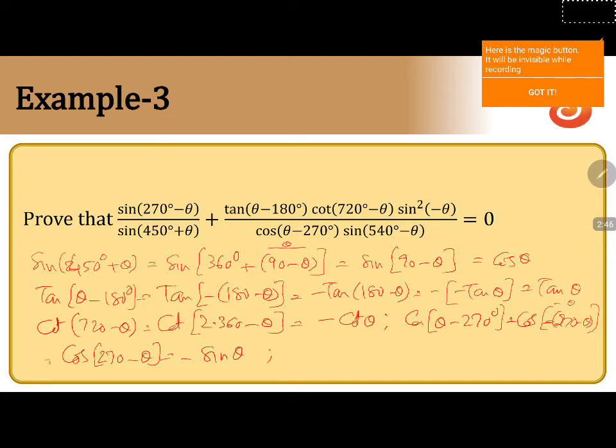And finally, you will calculate sine 540 minus theta, which is sine of 360 plus 180 minus theta, which is sine 180 minus theta, which is sine theta. After calculating, we will now substitute in the formula.